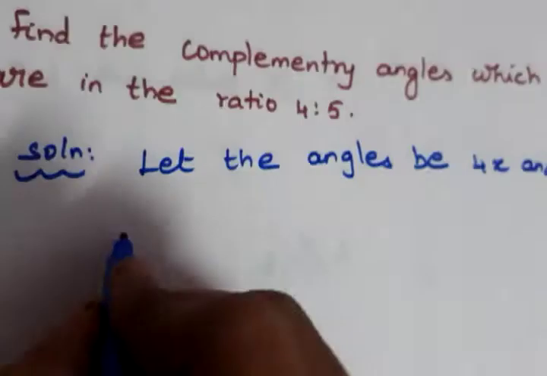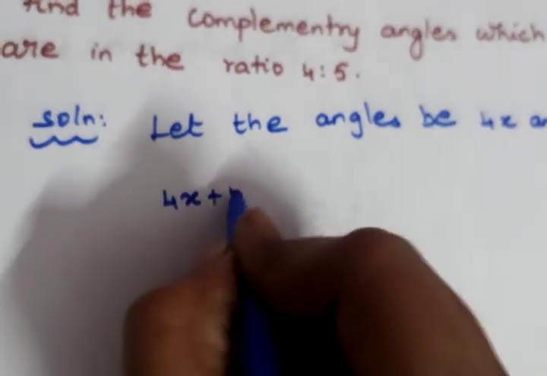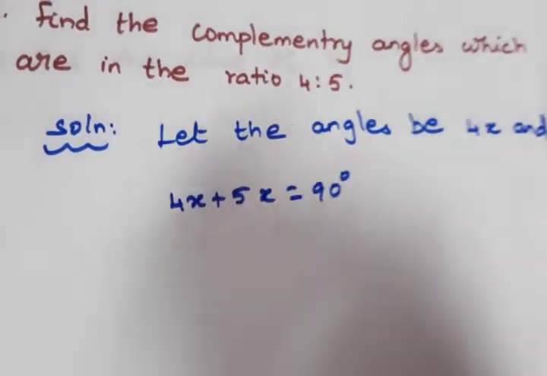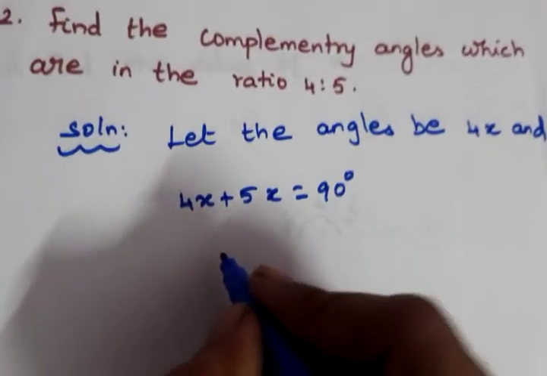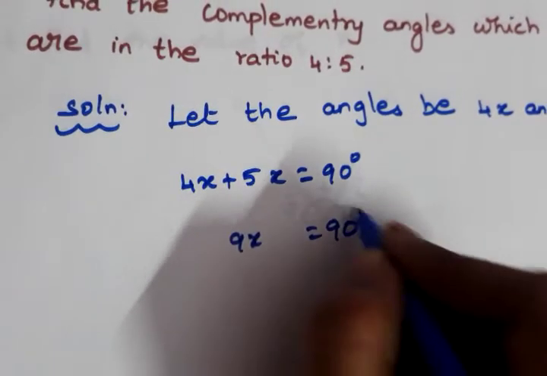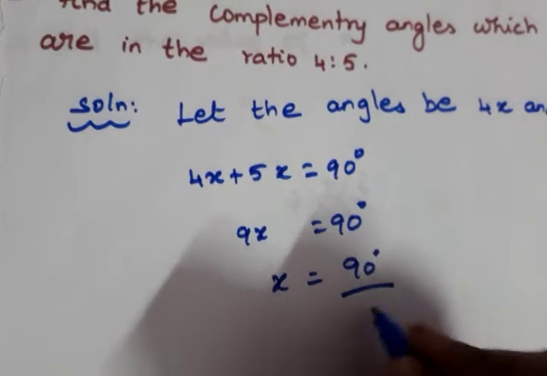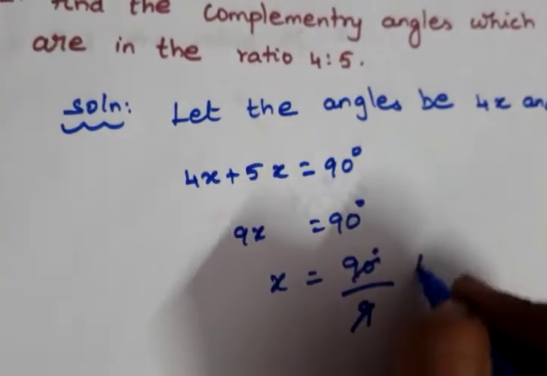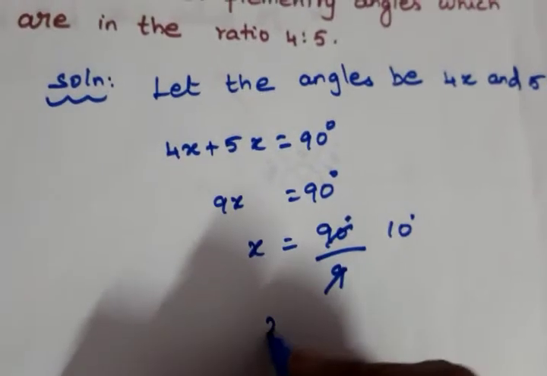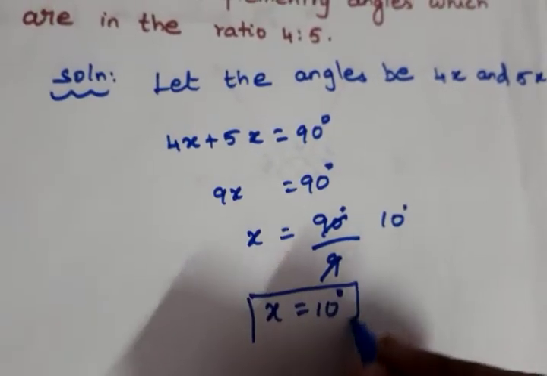So add 4x plus 5x equal to 90 degree. Add it. 9x equal to 90 degree. x equal to 90 degree by 9. Cancel it. We got a value 10 degree. So x equal to 10 degree.